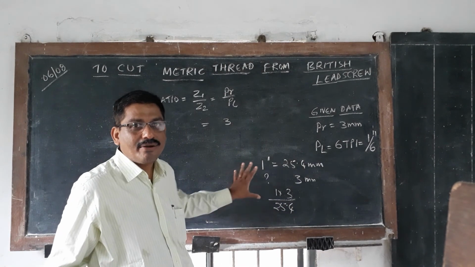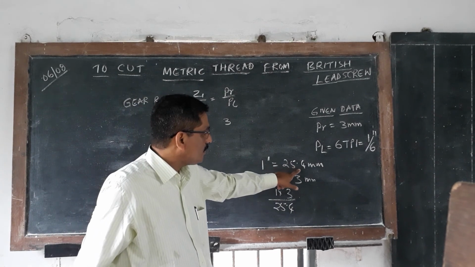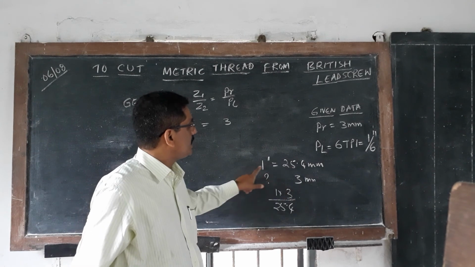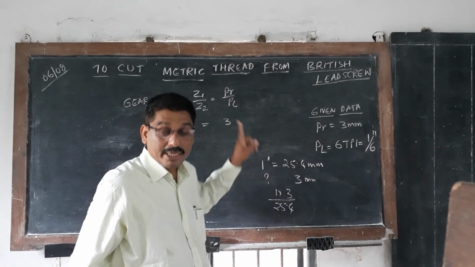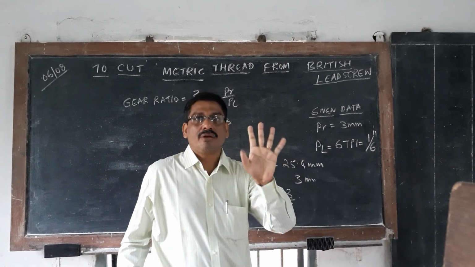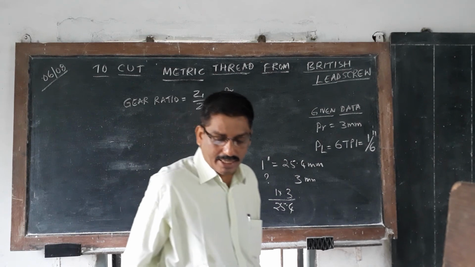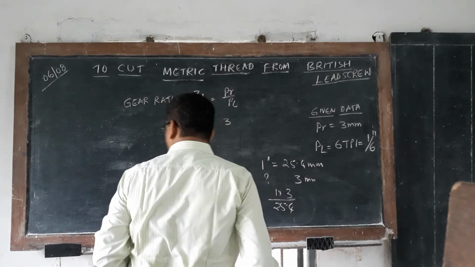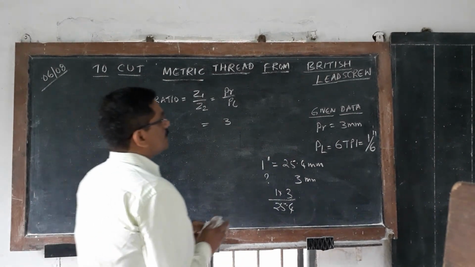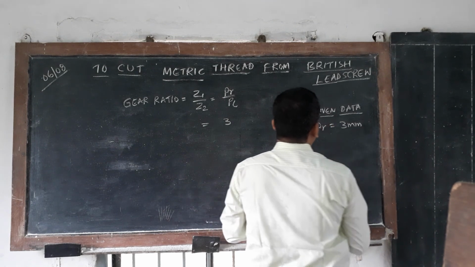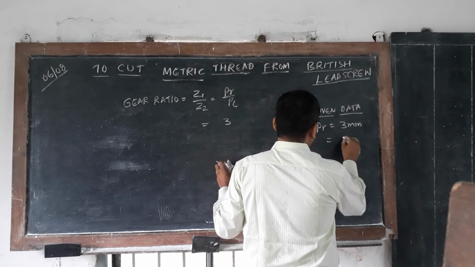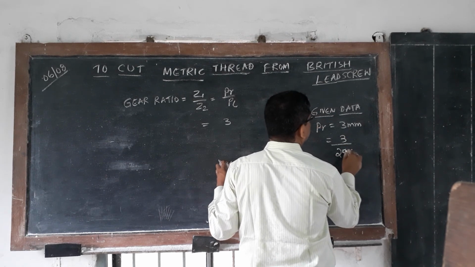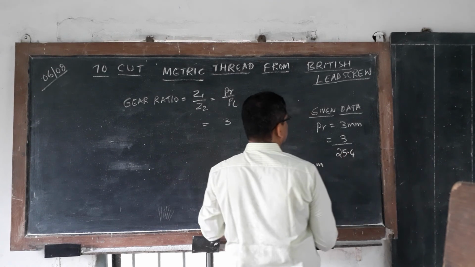Is it clear? So like that you have to keep it in mind: 1 inch is equal to 25.4 mm, so 3 mm is equal to how many inches? If you do cross multiplication, it becomes divided by 25.4. Why it is coming like that, you have to see. So here it is equal to 3 divided by 25.4.